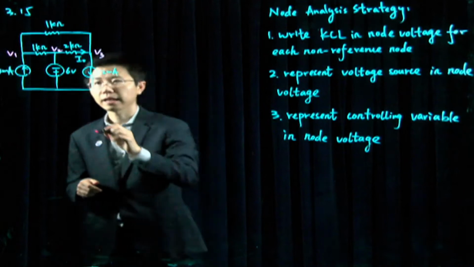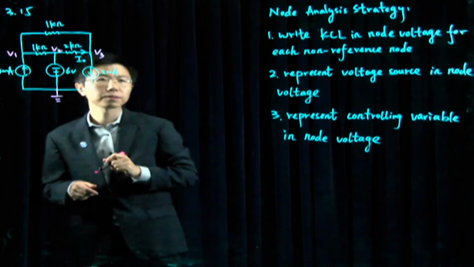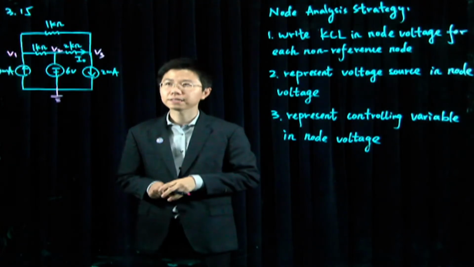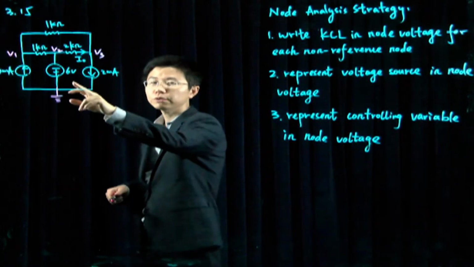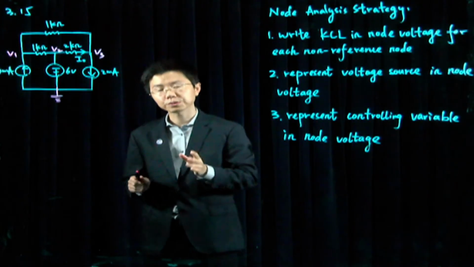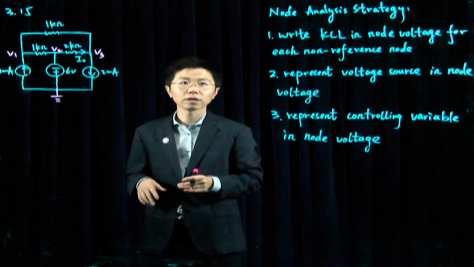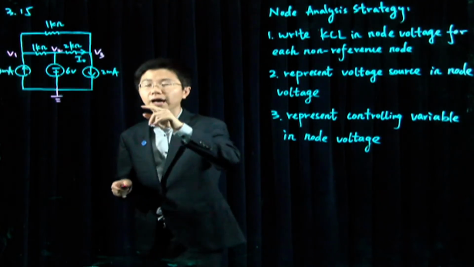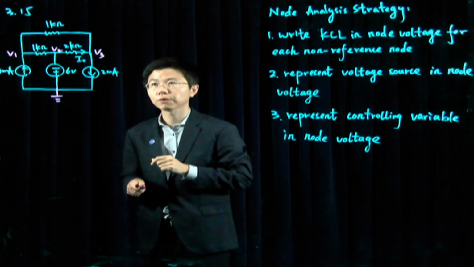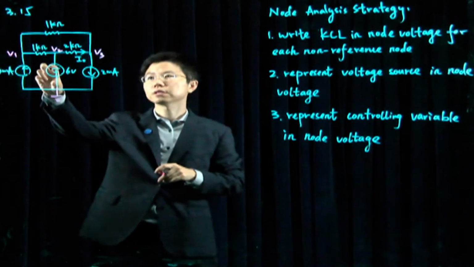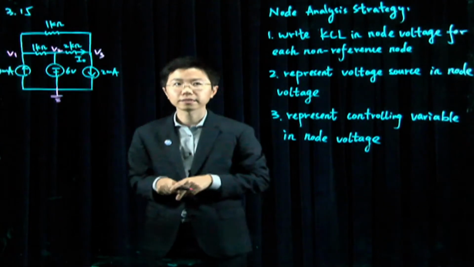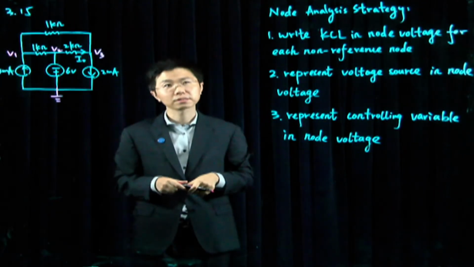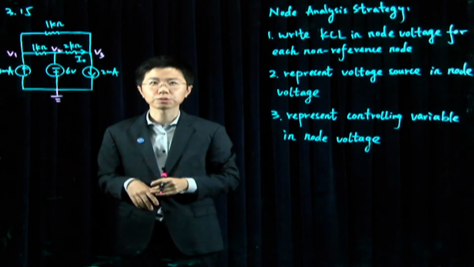In this case, I'd like to choose the bottom node as my ground. The advantage is that I'm directly connecting this voltage source to the ground, so one terminal of the voltage source is the ground. This allows me to easily find the node voltage of the other terminal. We know the voltage difference across this voltage source is 6 volts. Once one terminal is 0, the other is either positive 6 or negative 6, depending on the polarity you choose for your reference direction.